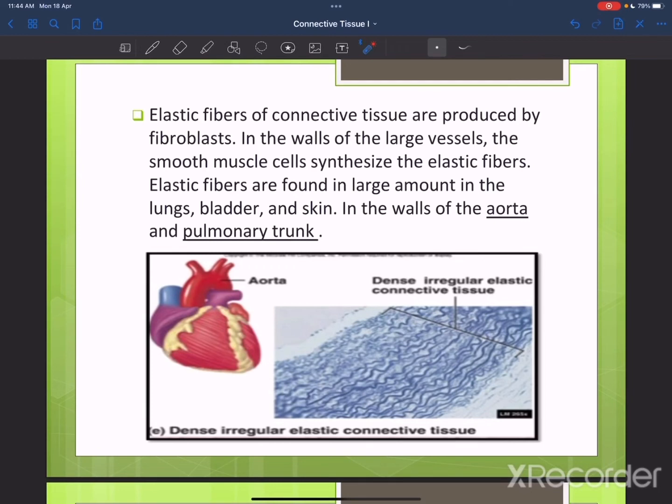If we take a cross section through the wall of the aorta, it has 3 layers: tunica intima, tunica media, and tunica adventitia, or serosa. The middle one, tunica media, is composed mainly of this. This layer, from here to here, is composed of elastic fibers, layered, which is responsible for the contraction and relaxation of the wall of large vessels. This type is usually synthesized by the smooth muscle cells, which are found in between the layers of the blood vessel.